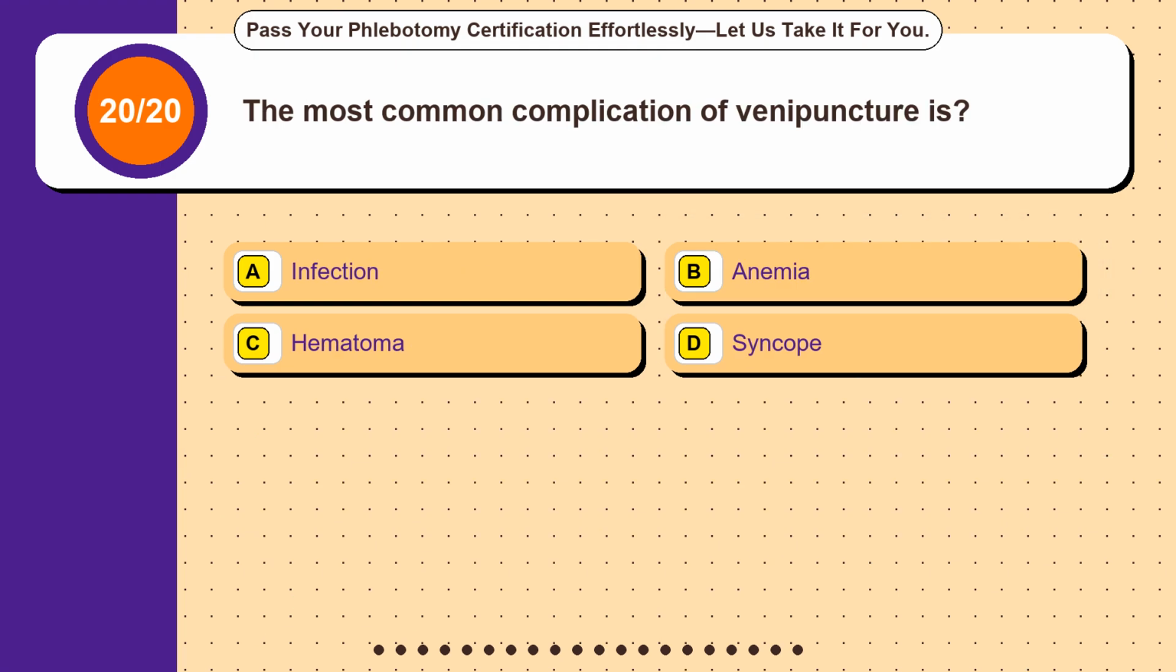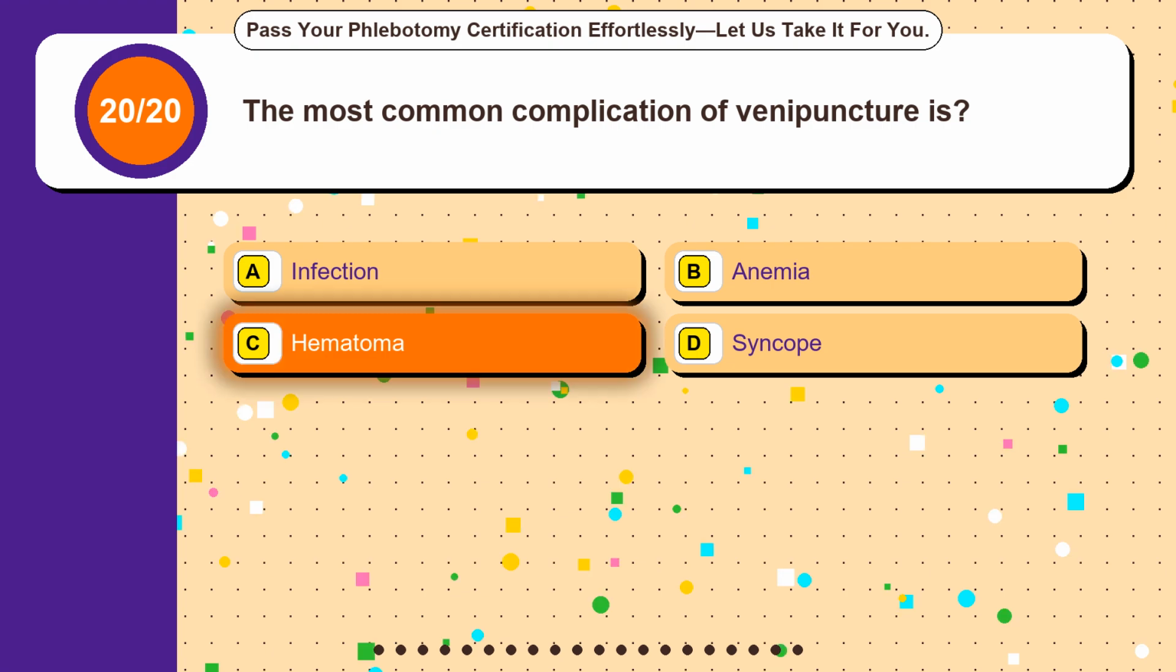Question 20. The most common complication of venipuncture is: Option A, infection. Option B, anemia. Option C, hematoma. Option D, syncope. The correct answer is option C, hematoma.